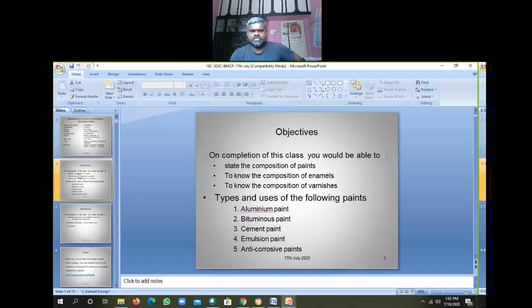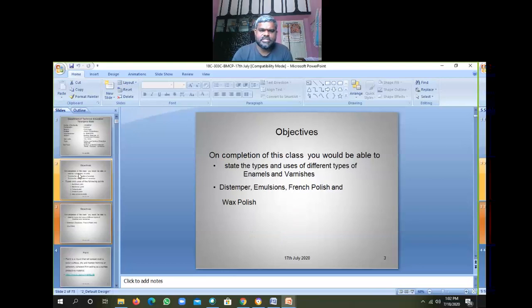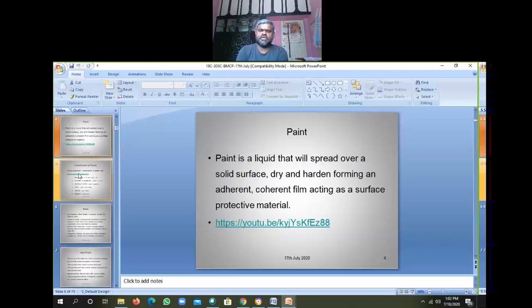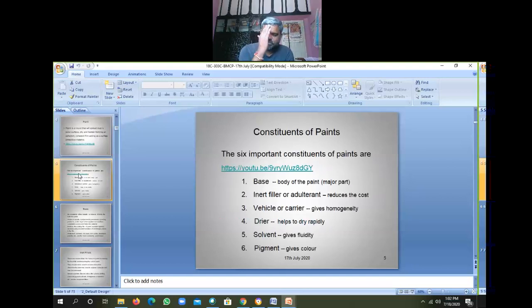Next we entered into the surface protective materials, that is paints. Paint is a liquid that will spread over a solid surface, dry and harden, forming an adherent and coherent material. There are six constituents or ingredients of paint. That is the base material, next inert filler or adulterant, next vehicle or carrier, next dryer, next solvent, next pigment. There are six ingredients involved in paints, right?